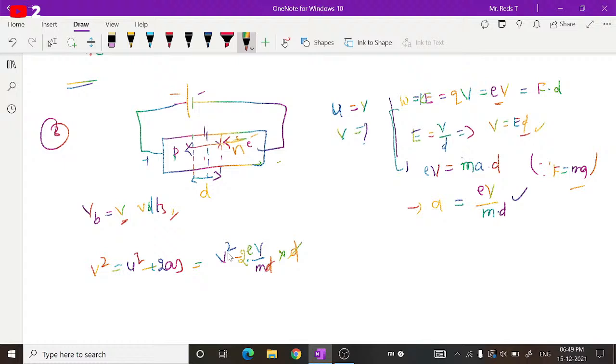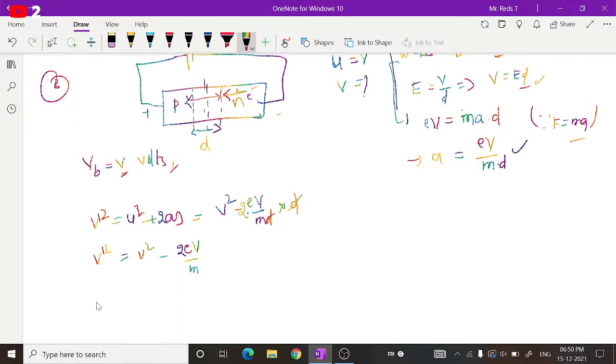Let us take the final velocity as v dash. Since d cancels, v dash squared = v squared minus 2eV/m. On simplification, the final velocity v dash is the square root of v squared minus 2eV/m. This will be the final velocity on crossing the junction.